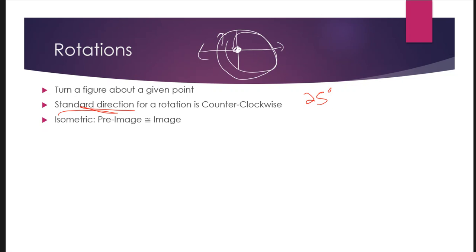Again, these, just like the reflections and the translations, are isometric, meaning that the preimage and the image are congruent. There's no size change, etc. And then the last thing, well, actually I have one more thing here, but orientation is preserved. Sometimes people think with rotations that orientation is reversed, but it is preserved.